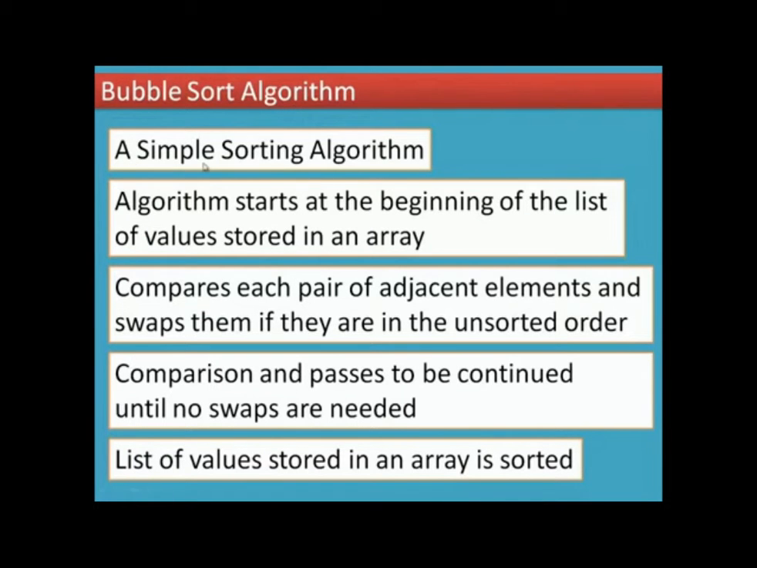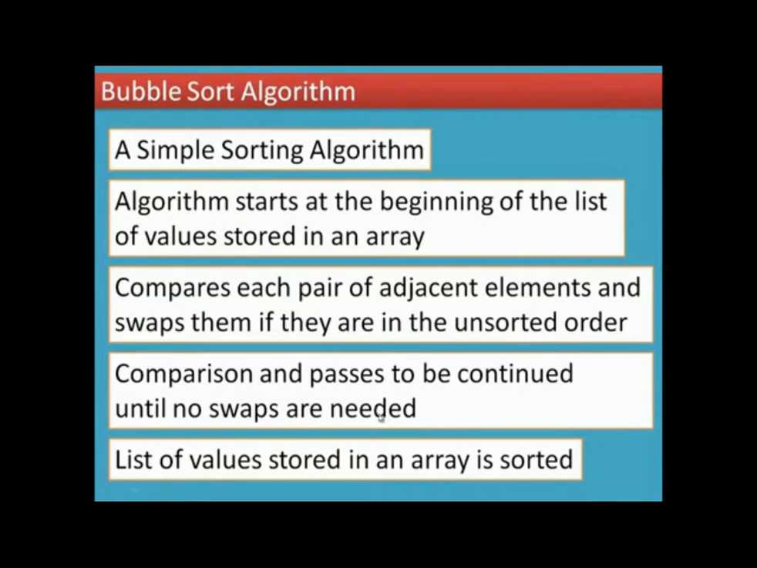First, we are going to see the bubble sort algorithm. Bubble sort is a simple sorting algorithm. The algorithm starts at the beginning of the list of values stored in an array. It takes the first value and compares it to the value next to it. After comparing, if it is in sorted order, it goes to the next element. If not, it will swap. So it compares each pair of adjacent elements. Adjacent pair means the first two elements, and swaps them if they are in an unsorted order.